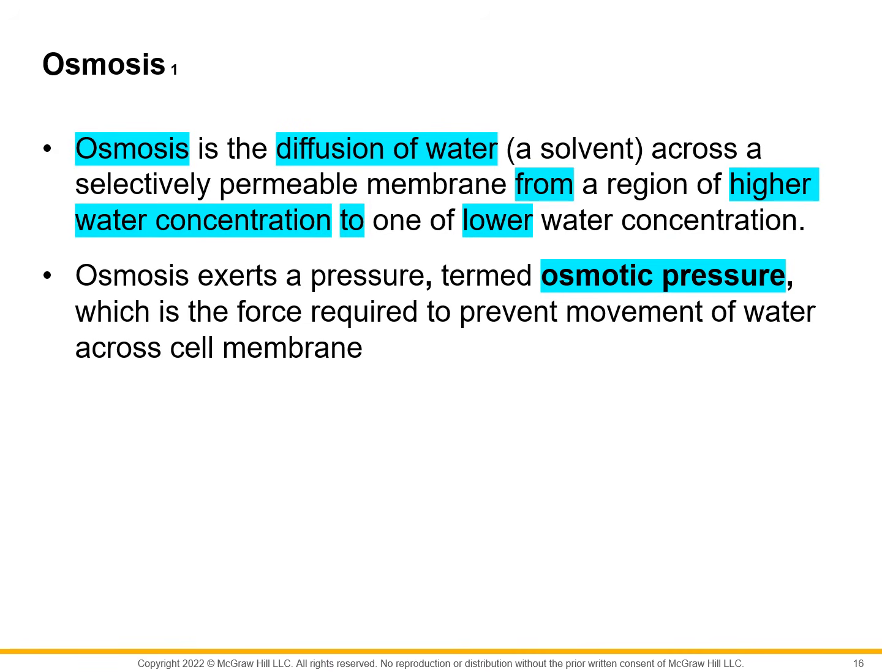Next is osmosis. Osmosis is the diffusion of water across a selectively permeable membrane from a region of higher concentration to lower concentration. The idea is similar, but instead of the particles moving to achieve even distribution, it's the water that moves from one area to another to achieve the even distribution. When this happens, osmosis exerts a pressure, otherwise referred to as osmotic pressure, which is the force required to prevent movement of water across the cell membrane. We would better understand this as we look into the next slide for an illustration.